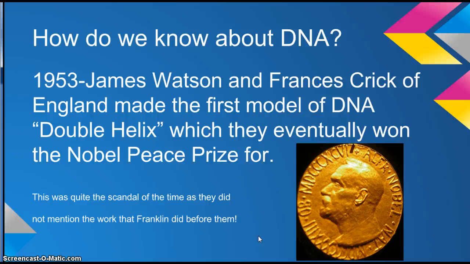But it was kind of a scandal at the time when James Watson and Francis Crick won the Nobel Peace Prize, because they didn't mention any of the work that Rosalind Franklin did before them. They didn't give her any credit for the discovery of the phosphate molecules on the sides and the nitrogen bases in the middle for the twisted ladder look, or what we now call the double helix. And that devastated her quite a bit because she worked with these gentlemen for many years. But James and Francis were given recognition for the discovery.